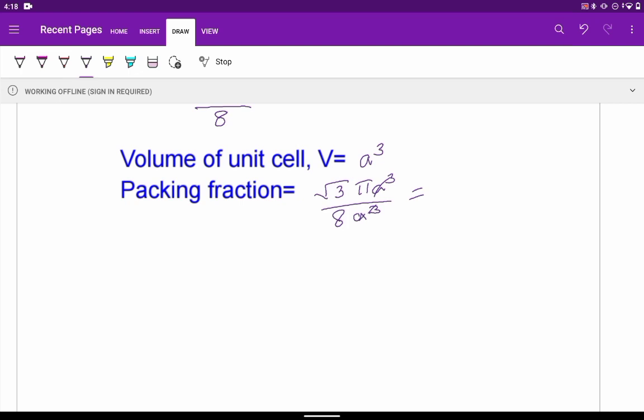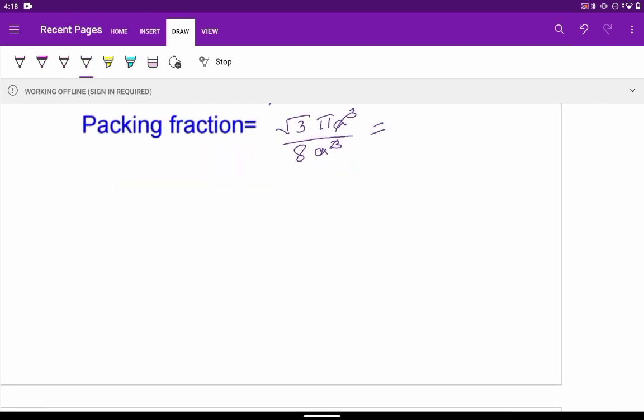So what we will get? Root 3 pi by 8. By putting the values of root 3 and pi and multiplying, root 3 into pi value divided by 8, we will get 0.68. So 68% of the unit cell is occupied by atoms.